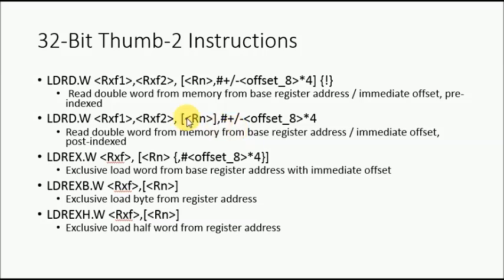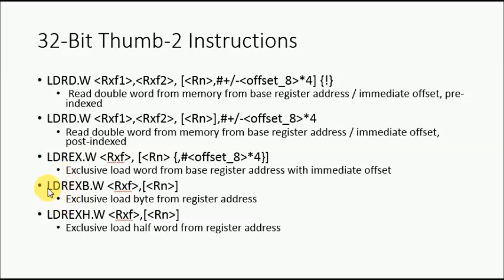LDREX.W Rxf comma Rn comma hash offset 8 into 4. Now you remember here there is also into 4. So that is going to align to 4 bytes, that is 32 bit. So here there will be an exclusive load of a word from the base register address with the immediate offset.